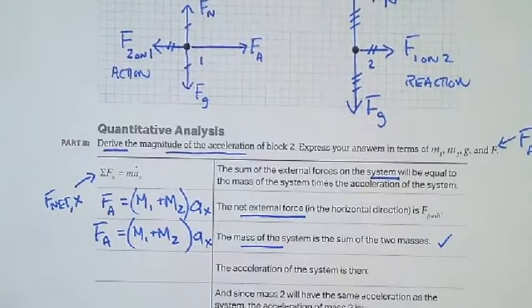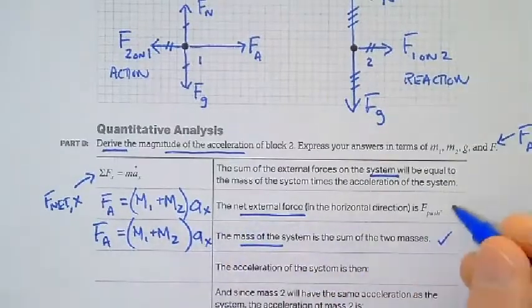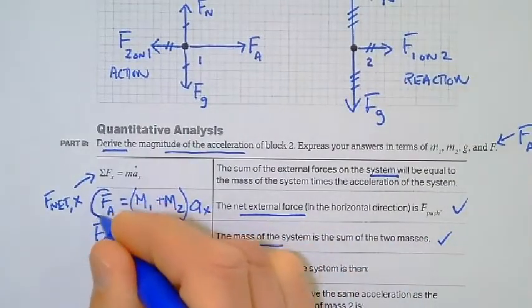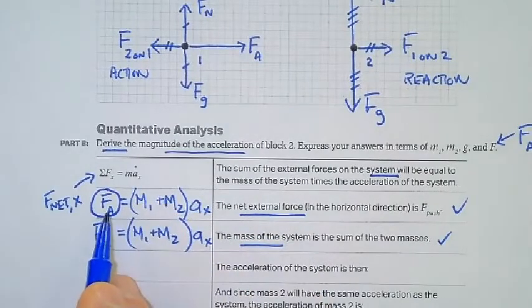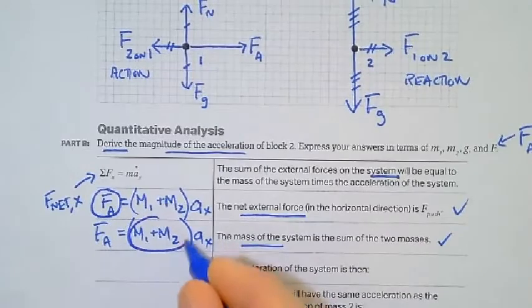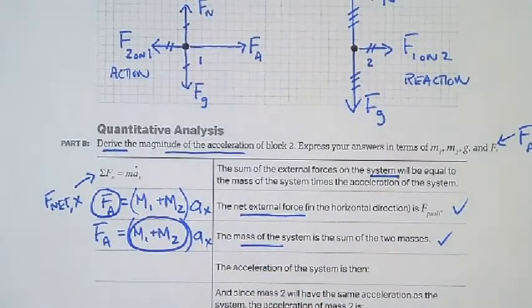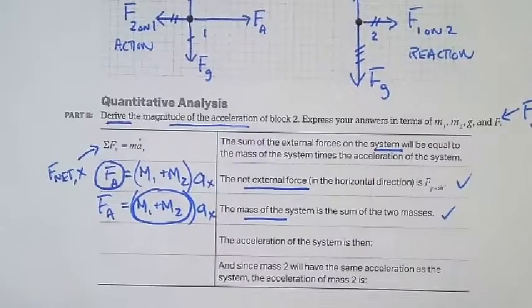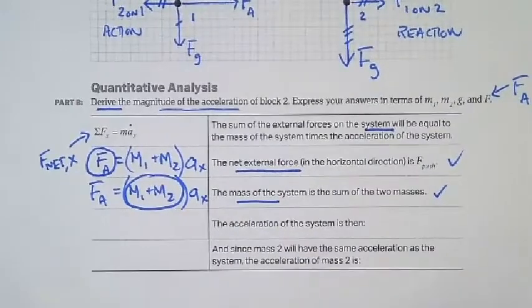So to summarize here, in this first step, they want you to recognize that Fa is the external force. That's the important idea there. In the second step, they want you to recognize that it's the total mass that counts. All right, so those are important conceptual steps.